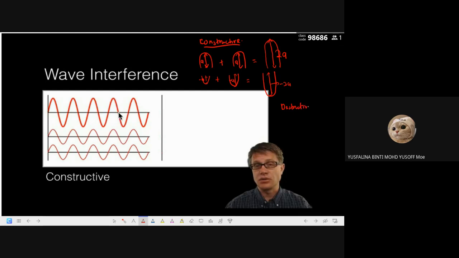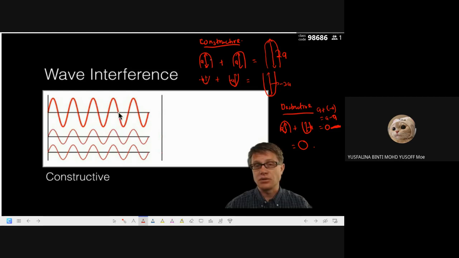Destructive interference. So this one, when the crest meet with the trough. So this is A, and the trough is negative A. So what happened here? A plus negative A, you will get A minus A. So this one is 0. So destructive interference, they will produce 0. Means the energy will become only a straight line like that. Okay, so this is the destructive interference.